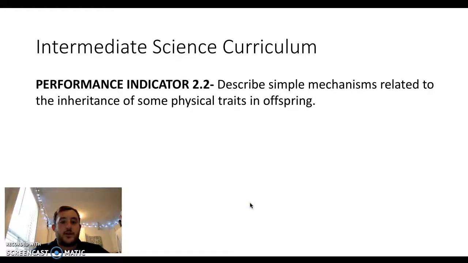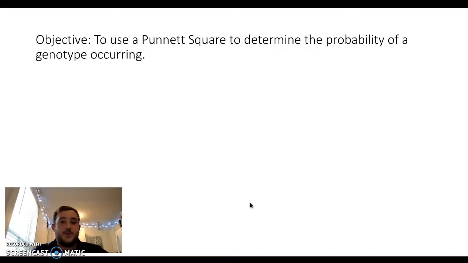Today we're going to be learning about Punnett squares, which goes along with the Intermediate Science Curriculum Performance Indicator 2.2, which is to describe mechanisms related to the inheritance of some physical traits in offspring. Our objective is to use a Punnett square to determine the probability of a genotype occurring.